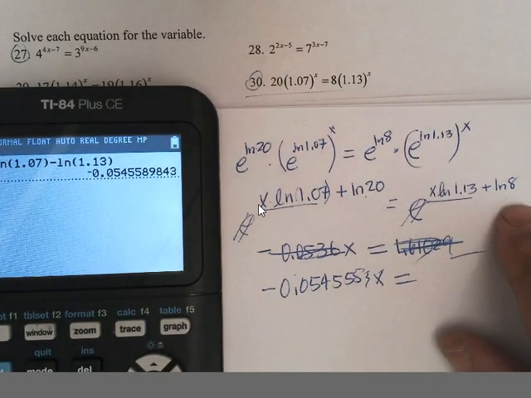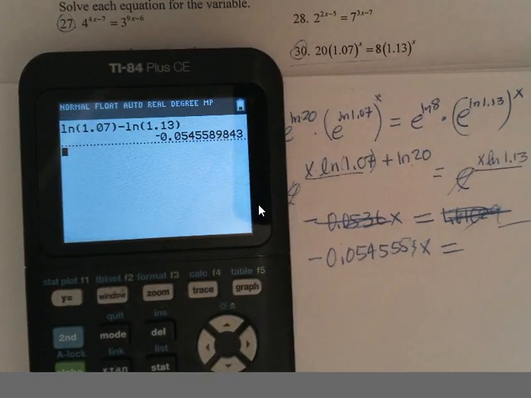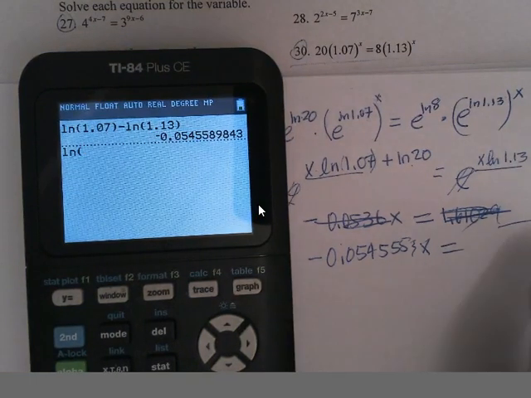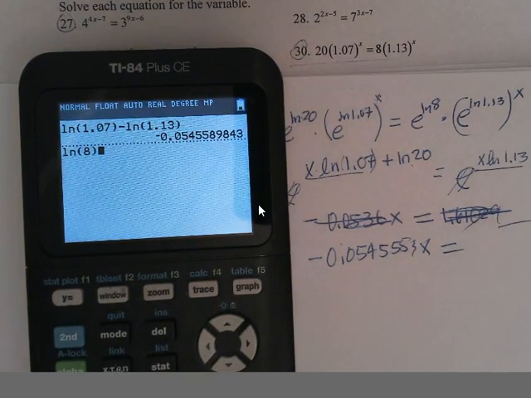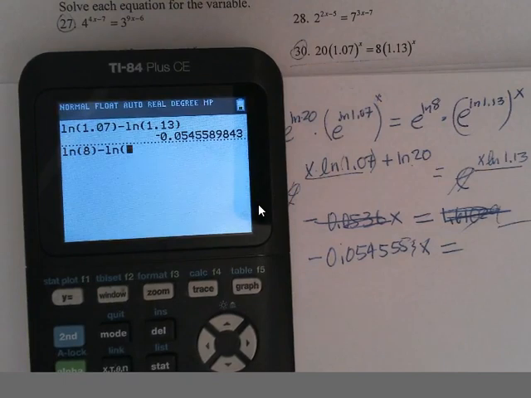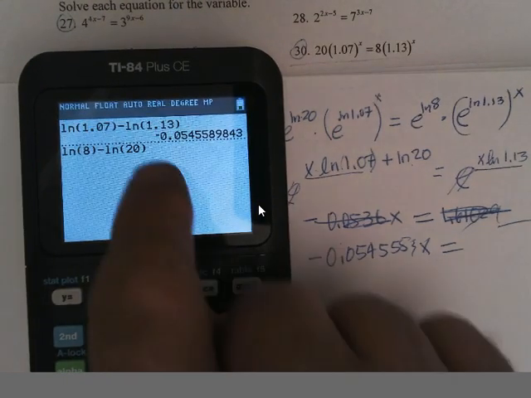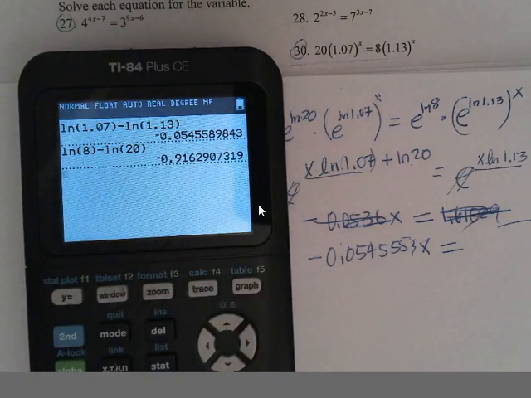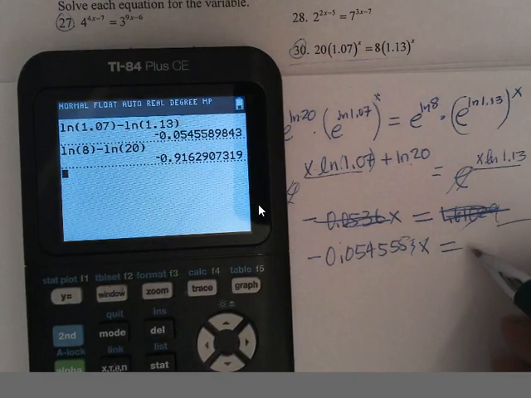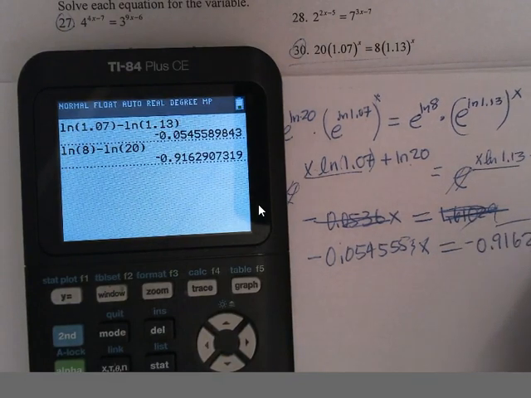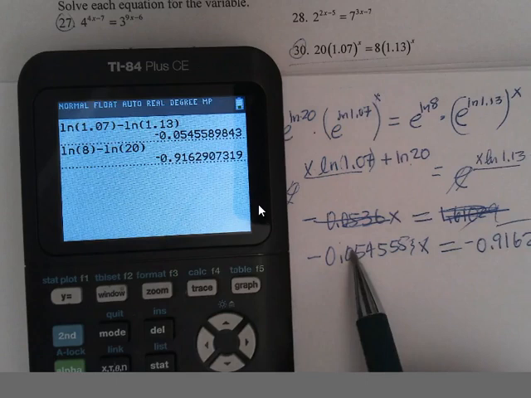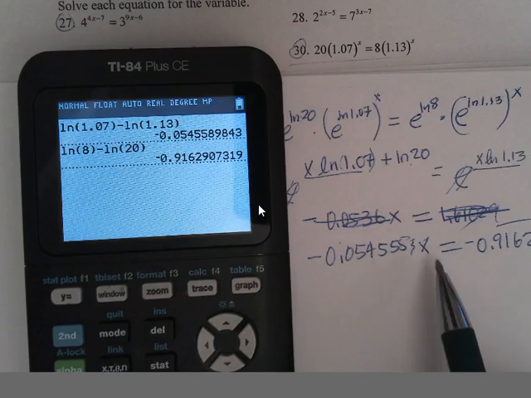I need to subtract ln 20. So it's ln of 8 minus ln 20, and I'm remembering to close my parentheses now, and I get that number, negative 0.91629. So I've got to take that divided by that previous answer to get my x.